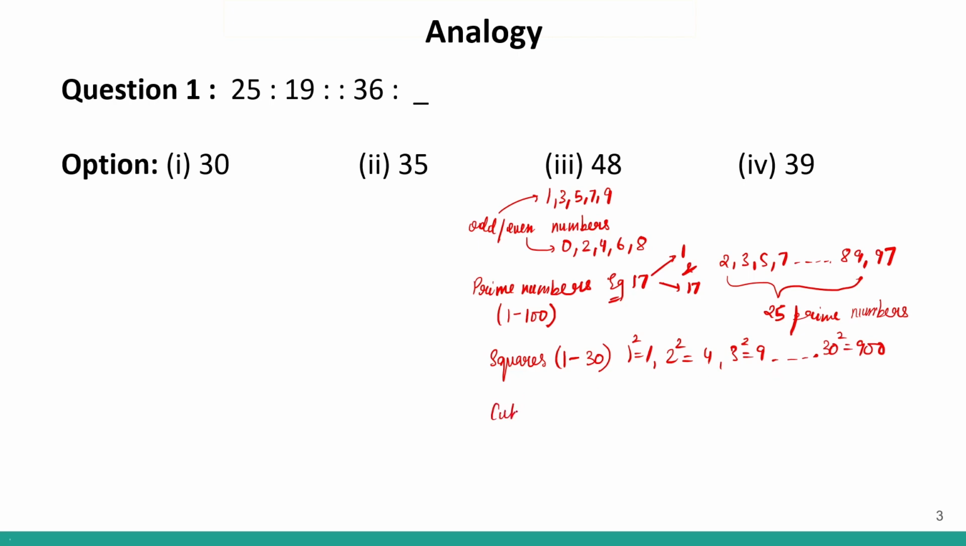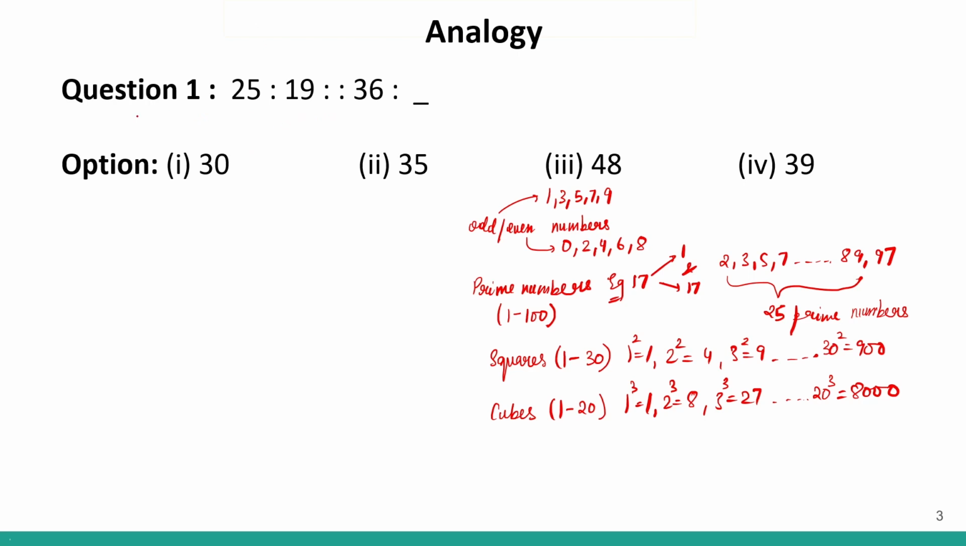And we should know cubes of at least 1 to 20. So 1 cube is 1, 2 cube is 8, 3 cube is 27, and up till 20 cube, which is 8000. This much information we need to retain in order to solve questions on analogy, especially number analogy, easily.